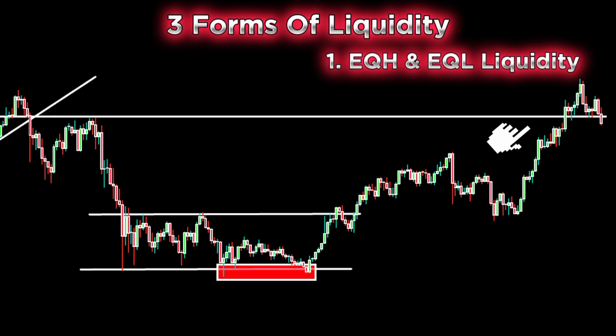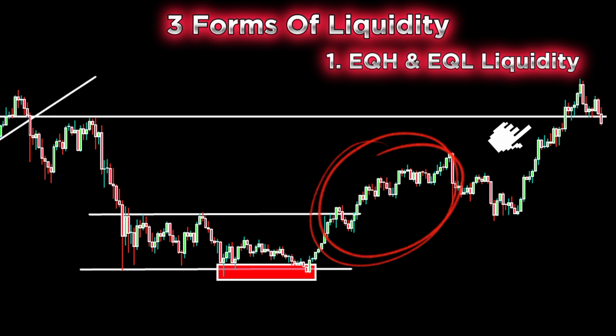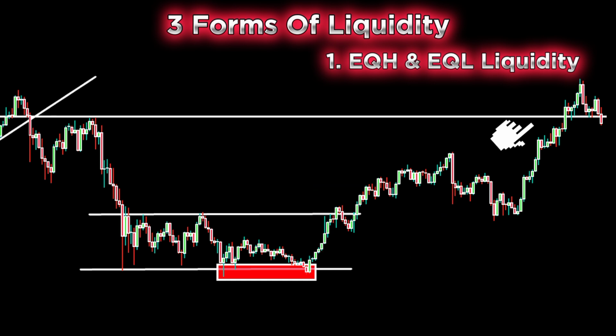So because we know that there is a mass number of orders up here, and because we know there is not going to be a significant amount of orders within this range, the market was able to freely move through the range. And only when it reacted to new orders did we start to get a slowdown and potential reversal in price. So that's equal high and equal low liquidity. Let's move on to trend liquidity.